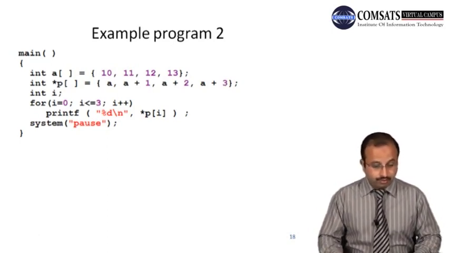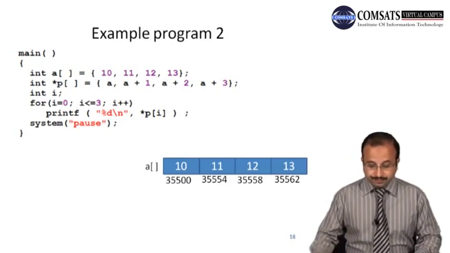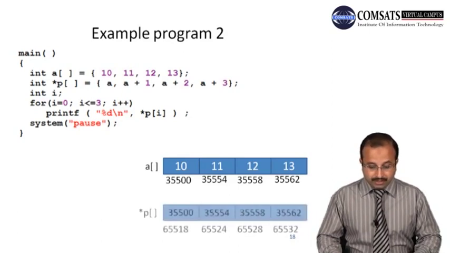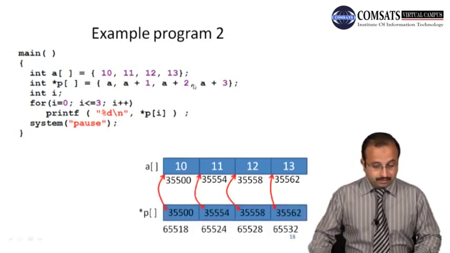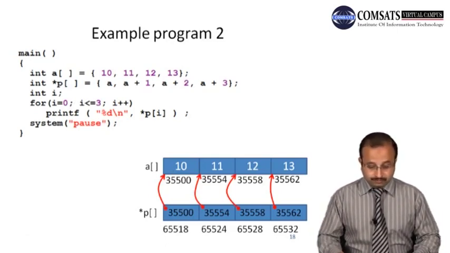Then we can use a for loop to print that value. So this is the memory allocated for that array. The values are 10, 11, 12, 13, and when you declare a pointer array, it initializes all the elements of that pointer array with these addresses. So that means this address points to the 0th index element in array A, and so on.